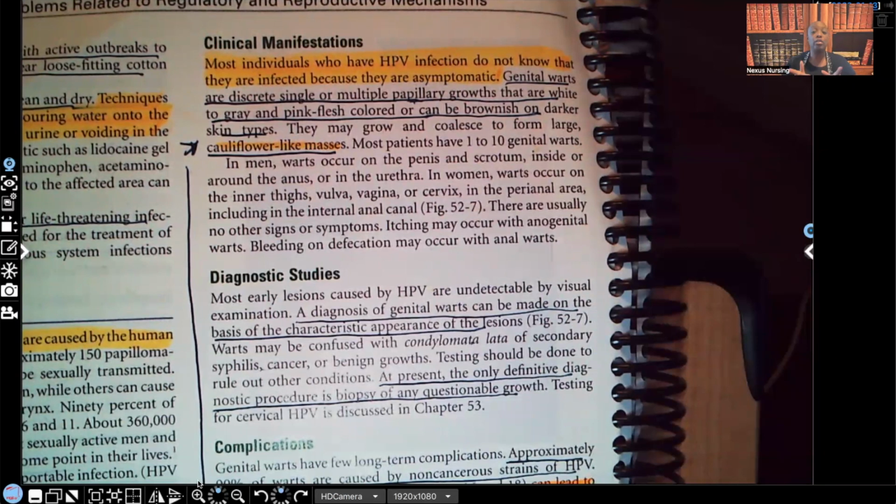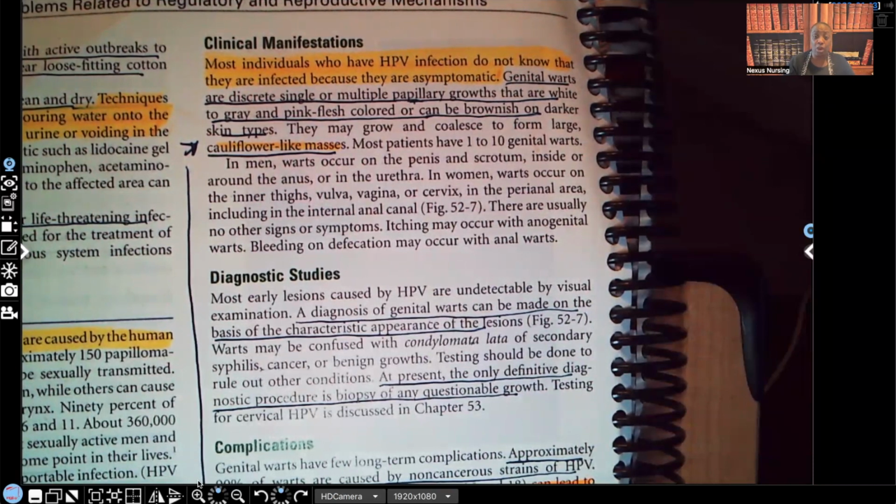So let's keep going. Clinical manifestations of genital warts. Most individuals who have HPV infection don't even know that they're infected because they're asymptomatic. Genital warts are discrete, single, multipapillary growths that are white to gray, pink, flesh colored, or can be brownish on darker skin types. Those patients who have the human papilloma virus in their system, many don't even know that they're infected because they're asymptomatic. You won't see any symptoms.